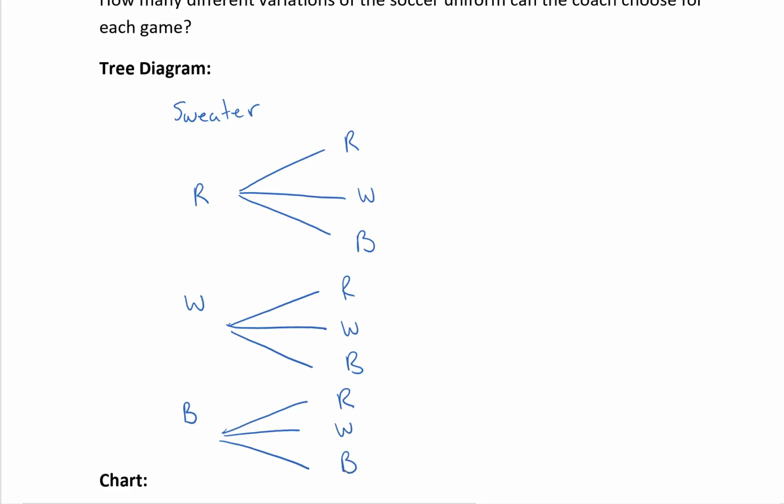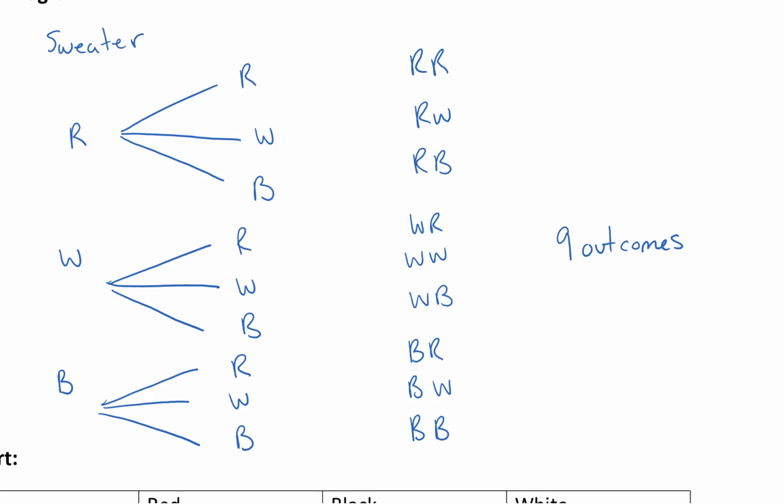Sorry. So what are the outcomes? Red-red, red-white, red-black, white-red, white-white, white-black, black-red, black-white. I keep saying blue, sorry, it's black. The bees are all black, not blue. So how many outcomes? We've got 9 different outcomes.